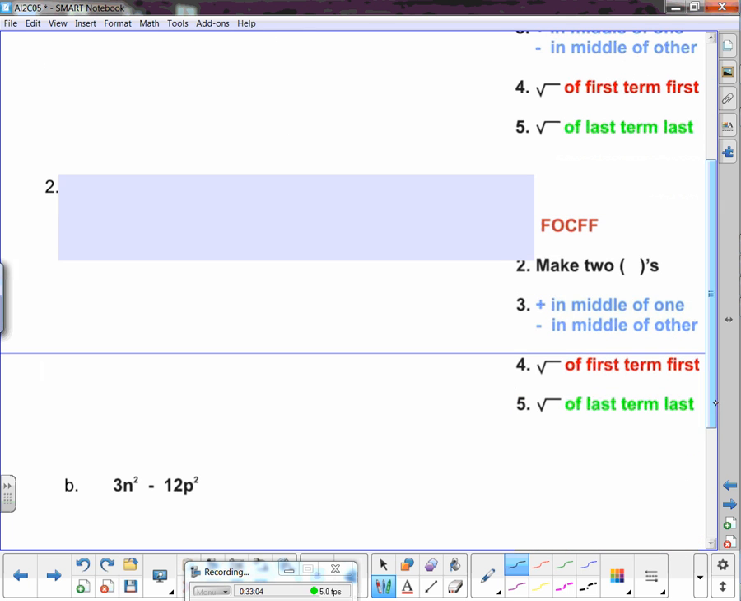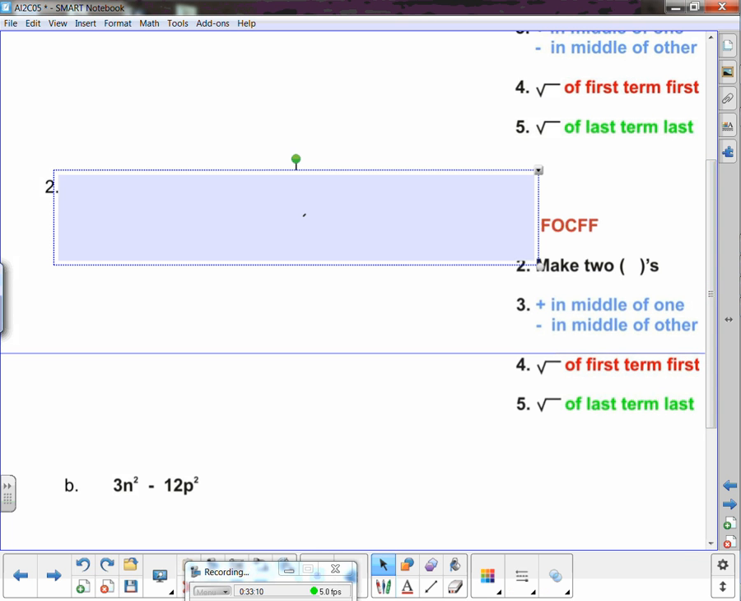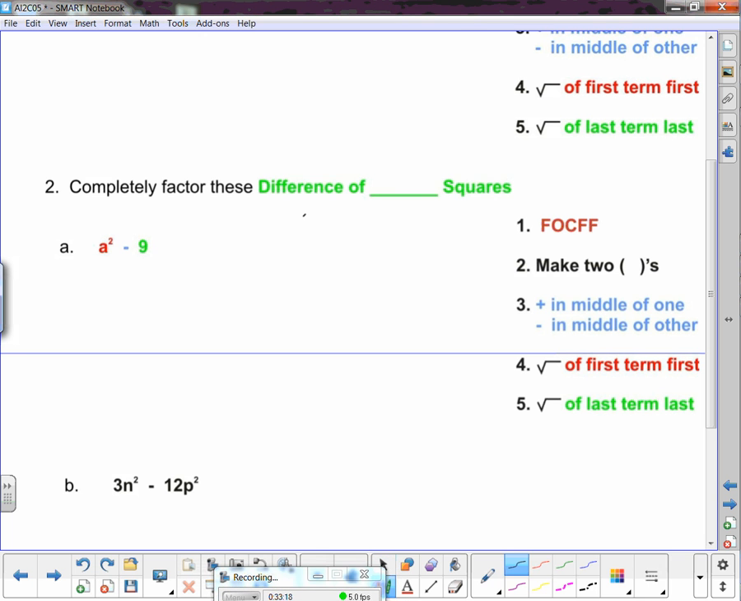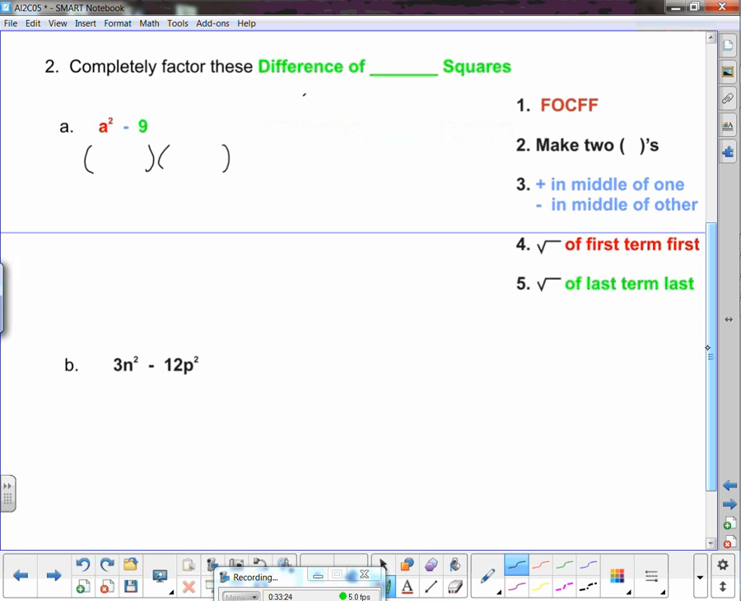So here, I know the bell's going to ring. Let me do this one real quickly here if I can. Get rid of this stupid square. Okay, so completely factor these difference 2 squares. I'm going to go really, really fast. Sorry for that, but such is life with time. So watch. This is your thinking. Just hold for a second. Just watch what I'm doing.